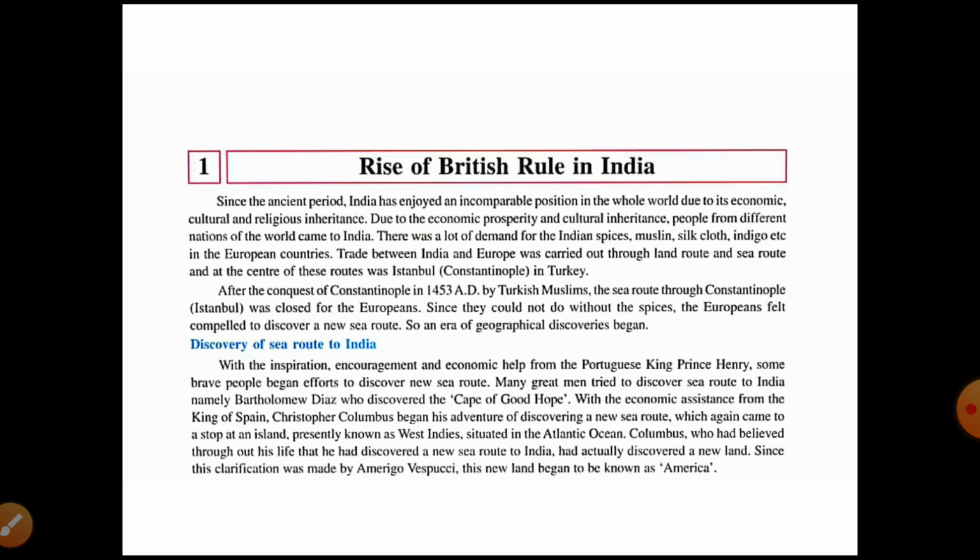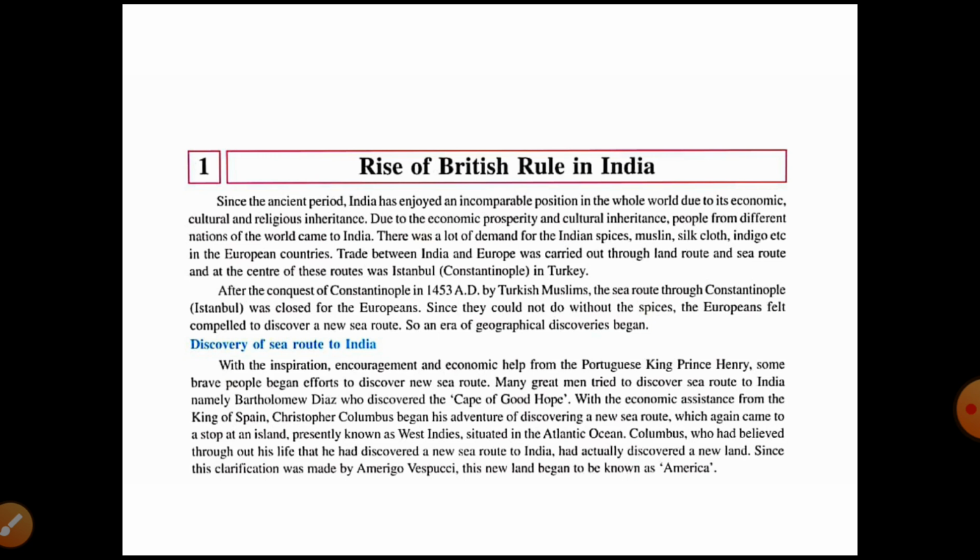Trade between India and Europe was carried out through land route and sea route. At the beginning, the trade between Europe and India was carried out with the help of land route and sea route. Remember both of these. At the center of these routes was Istanbul, at that time Constantinople, which is in Turkey. So between this land route and sea route there was one trading center, known as Istanbul, present day Constantinople in Turkey.